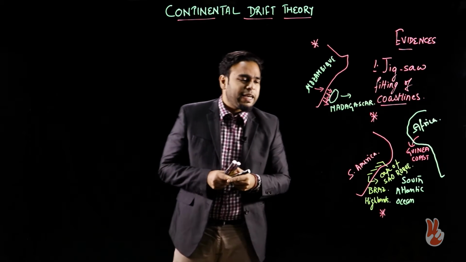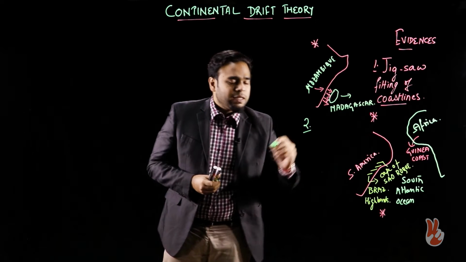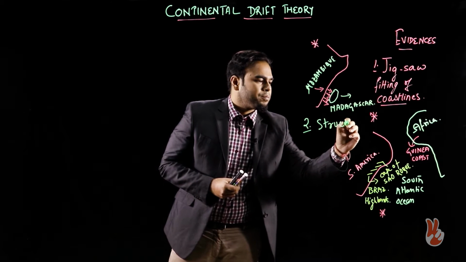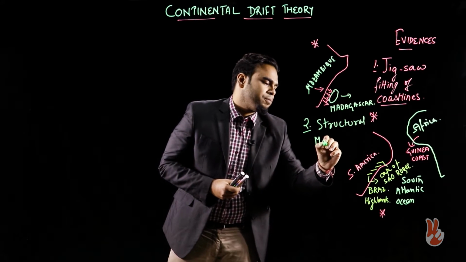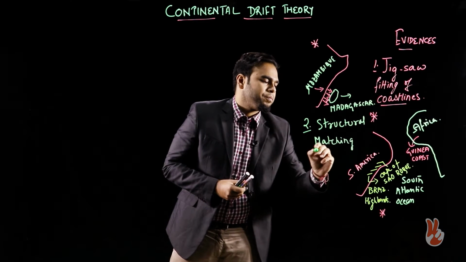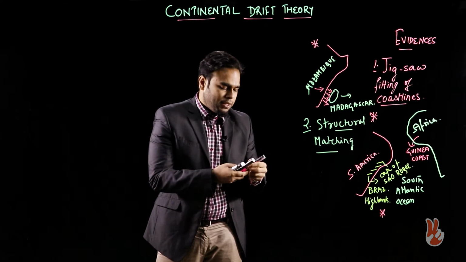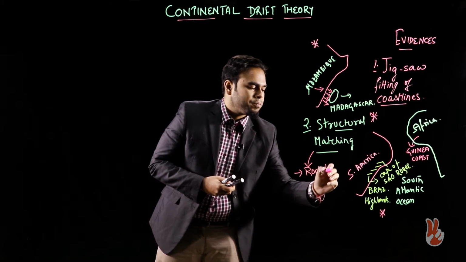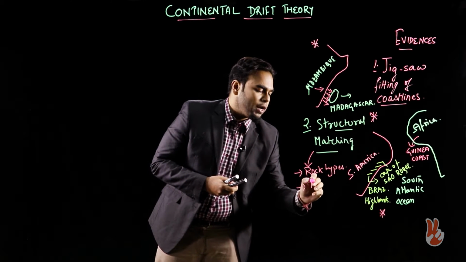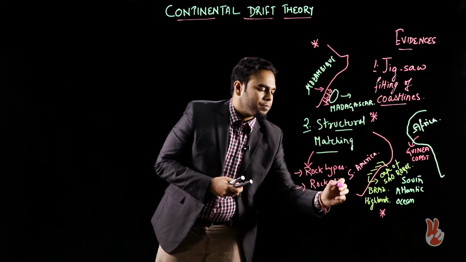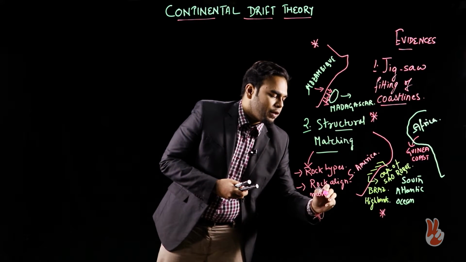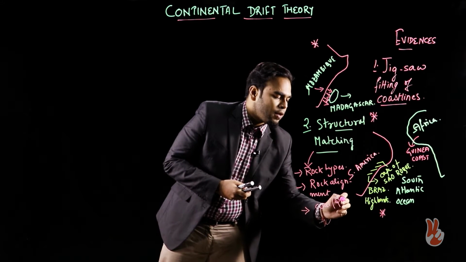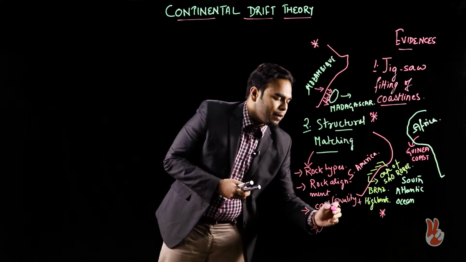Now let us look at the second evidence that he tried to give. This second evidence is structural matching. Under this structural matching, we have different categories like rock structure or rock types. Then we also have rock alignment. And we also have evidences with regards to coal, in terms of quality as well as alignment.